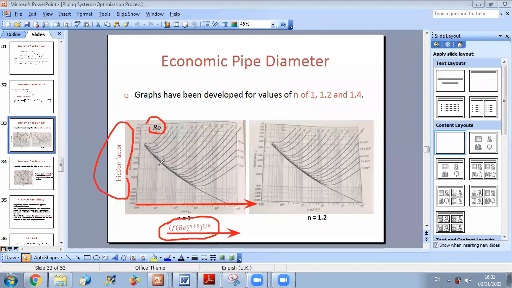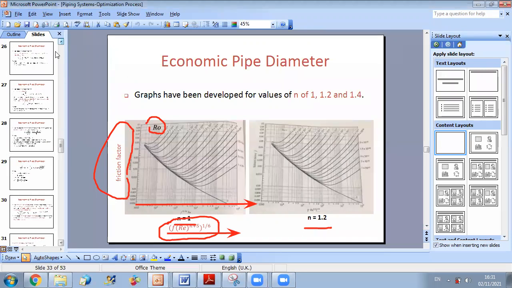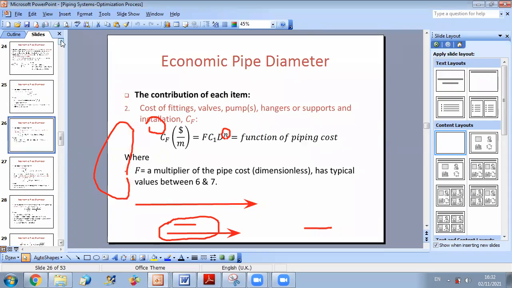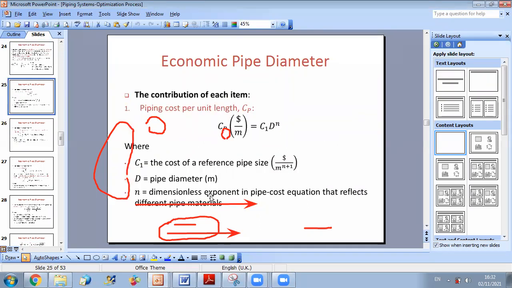As you can see, for different values of n, we get different charts. So what is n? If you go back to the equation here, this is n. It is a parameter related to the pipe material we are using, because when we defined the cost of the piping system, we said that n is a dimensionless exponent in the pipe cost equation that reflects different pipe materials. So we have different values of n, and for each n we'll develop a chart.